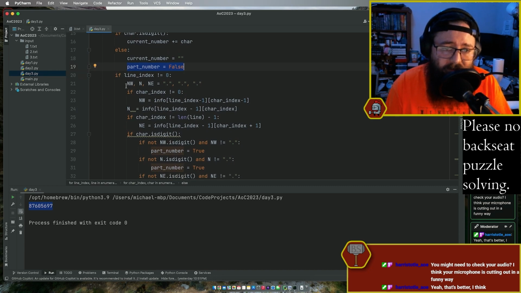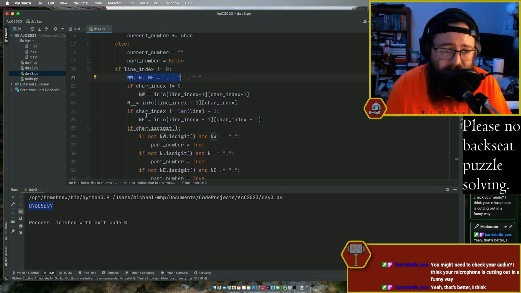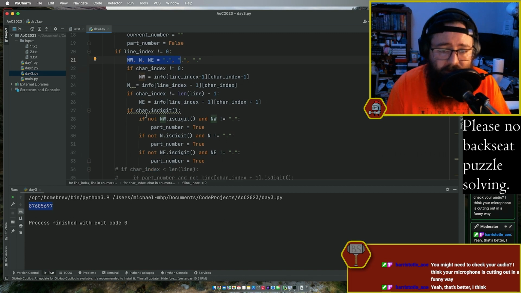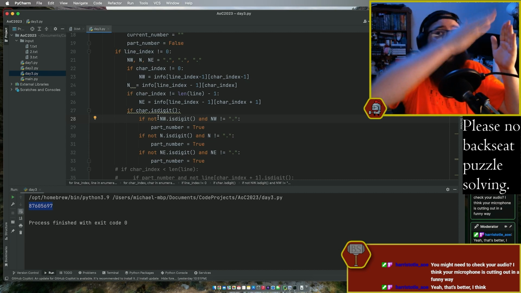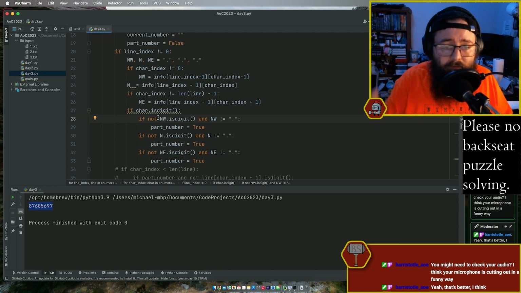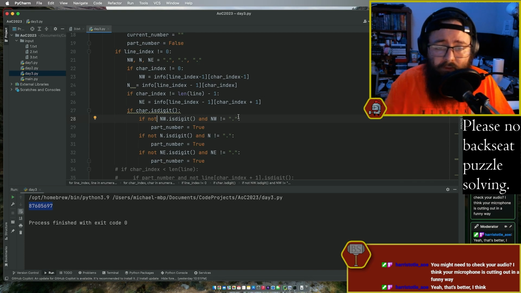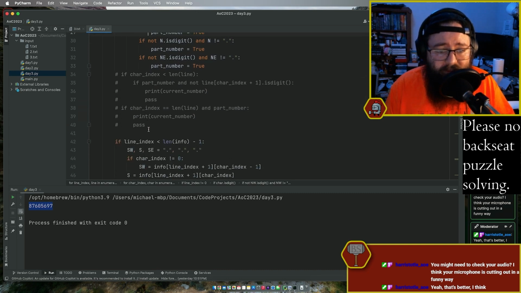I look at the cardinal directions, northwest, north, northeast, and so forth. Basically, I'm a character, and I need to look at everything around me. If any one of the 8 different directions that I could go is not a number and not a placeholder, then I know that I'm currently a character of a part number. And so I need to save that somehow.